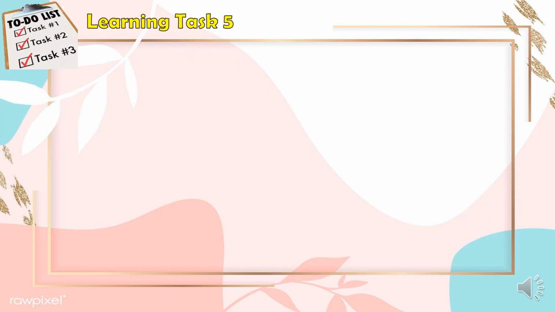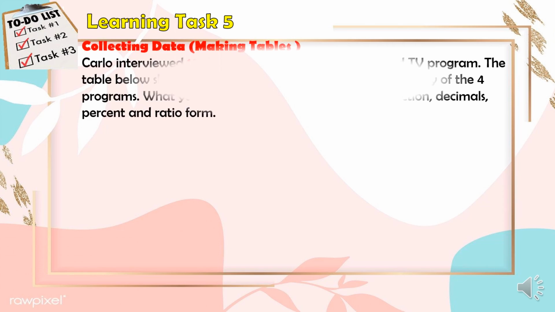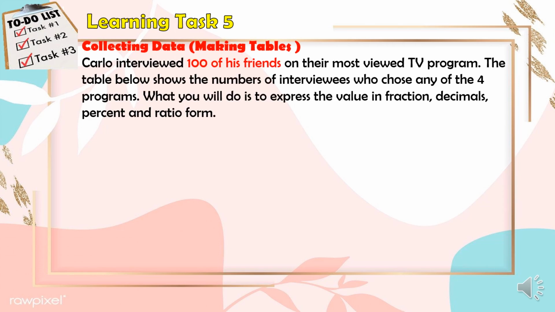Okay, for learning task 5, collecting data or making tables. Carlo interviewed 100 of his friends on their most viewed TV program. The table below shows the number of interviewees who choose any of the 4 programs. What you will do is to express the value in fraction, in decimals, percent, and ratio form.